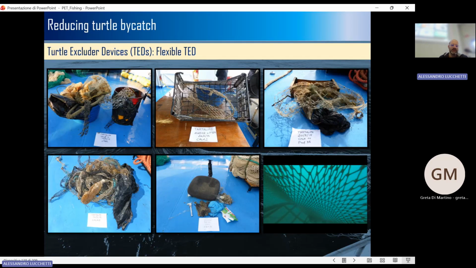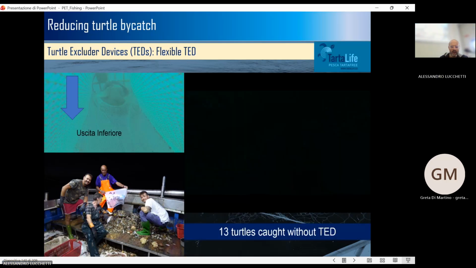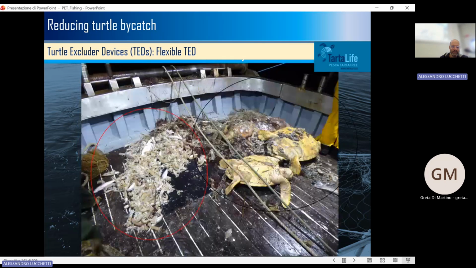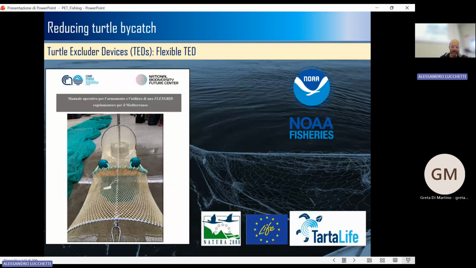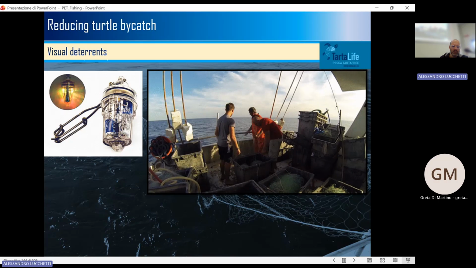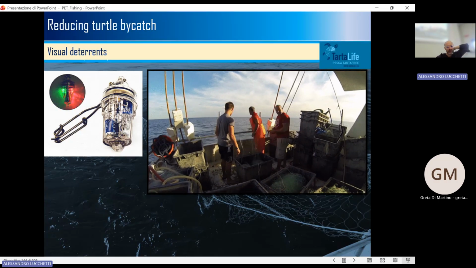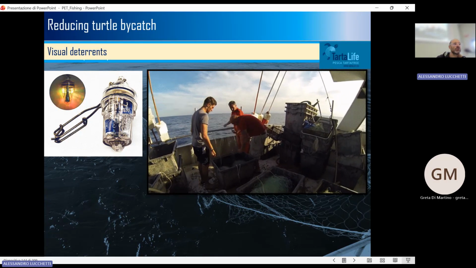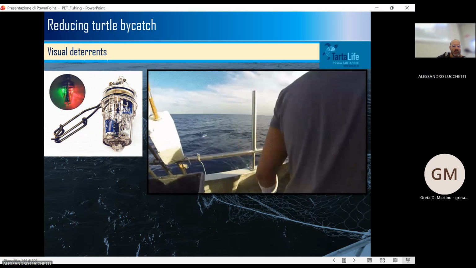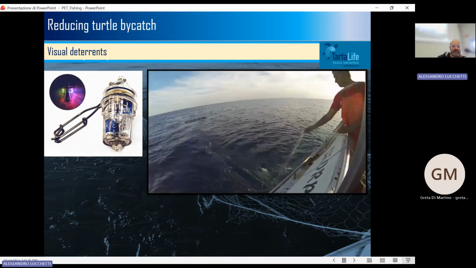Another way is the reduction of marine litter, because you can avoid the marine litter. And okay, these are the same. We produced this manual, but okay. Another way to reduce bycatch in passive nets is the use of lamps, such as in this case.